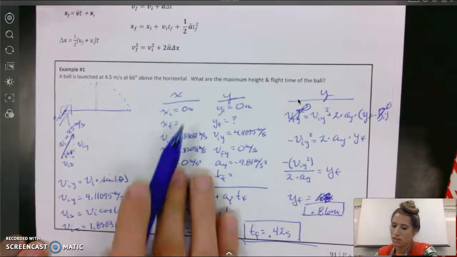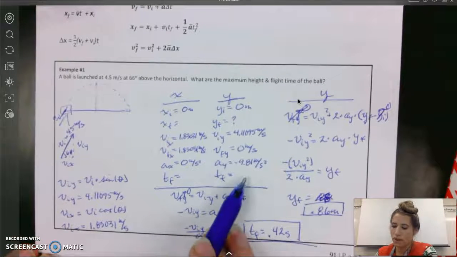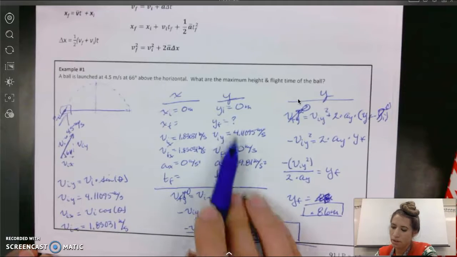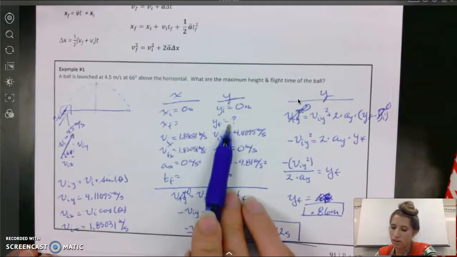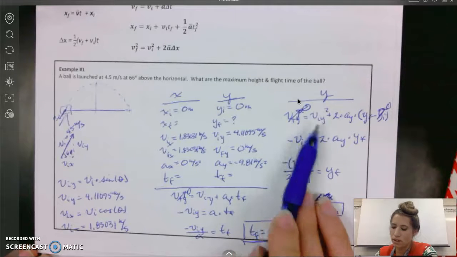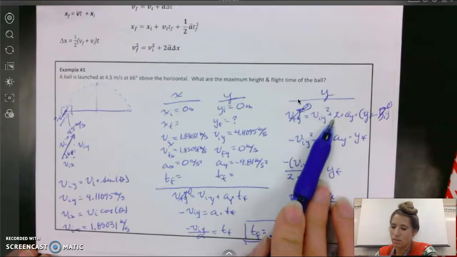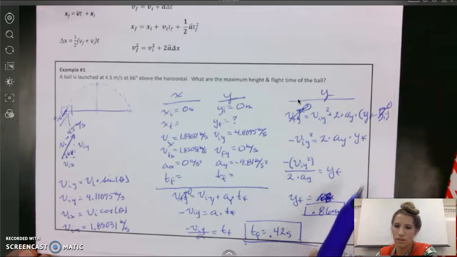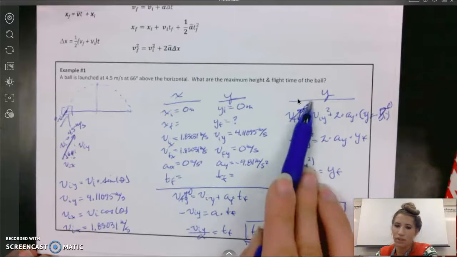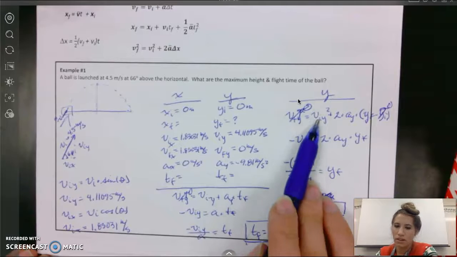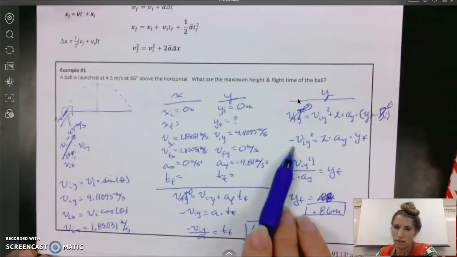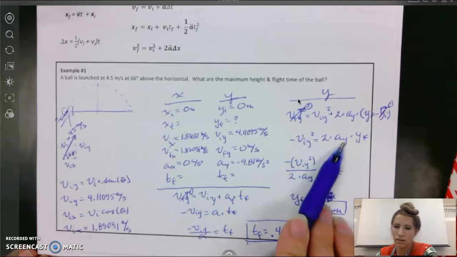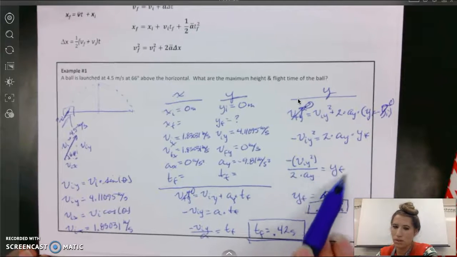So we listed these out, and we found an equation that does not have time, but does contain the y final. It was velocity final in the y squared equals velocity initial squared plus 2 times acceleration times delta y, so y final minus y initial. Y initial is 0, y final is 0. Now I'm going to take the velocity initial and subtract it to the other side. So then that will set equal to 2 times acceleration times y final. And remember, that's what we're looking for.